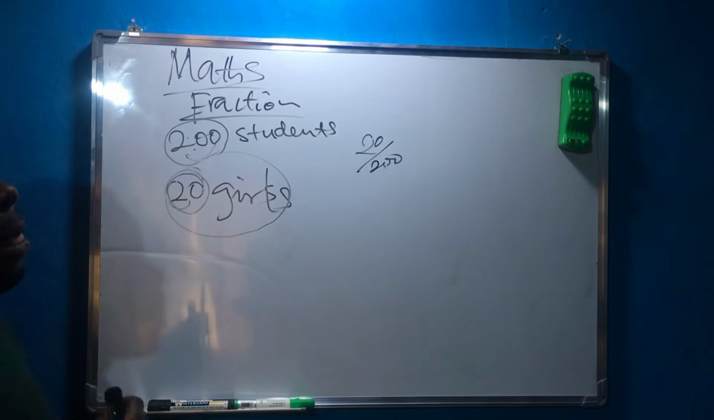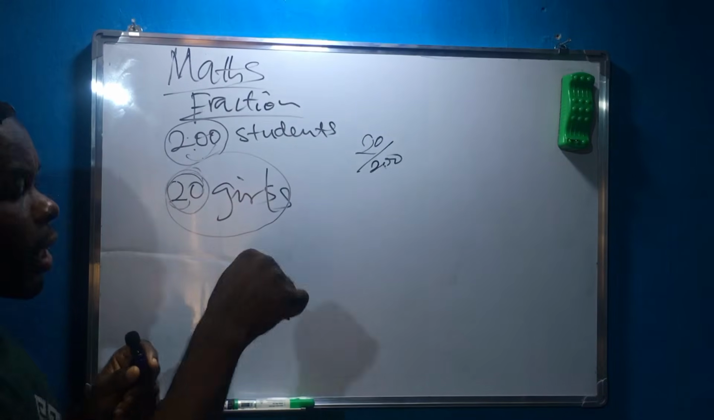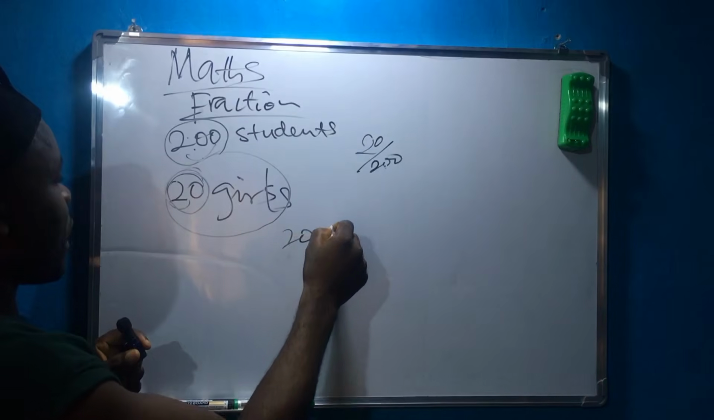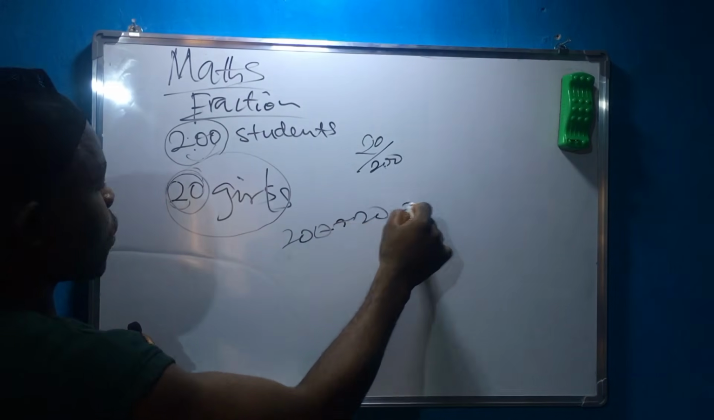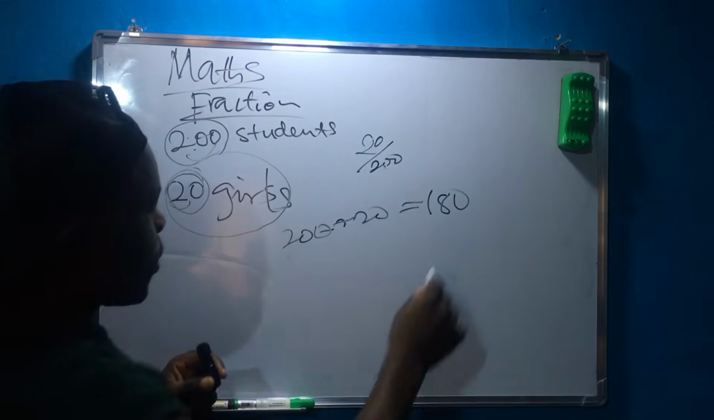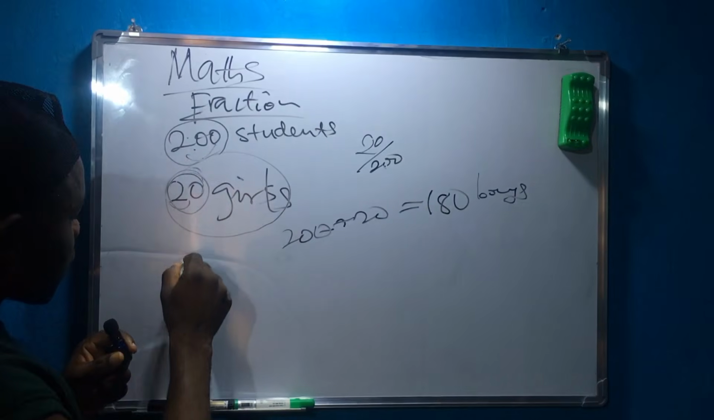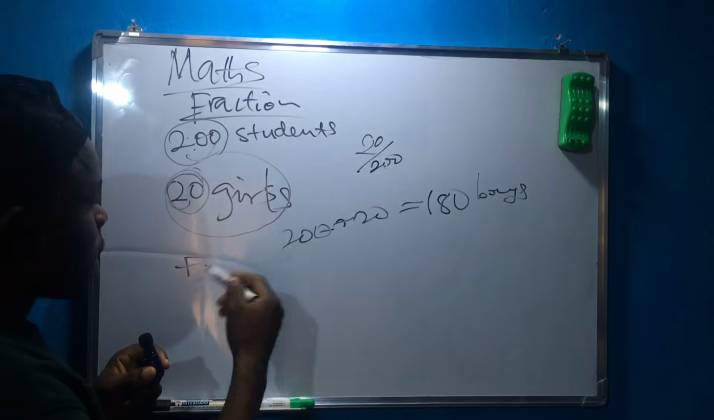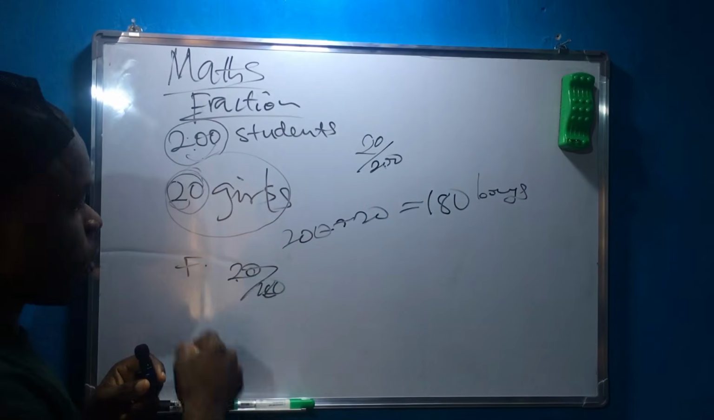Is that clear? Then, for the case of boys, if you want to get the number of boys present in this class, you say 200 minus 20, and that will give you 180 boys, which means you have a total of 180 boys in this class. Then the fraction of girls to boys will give you what? It will give you 20 over 180. That's the fraction of girls to boys in this class.